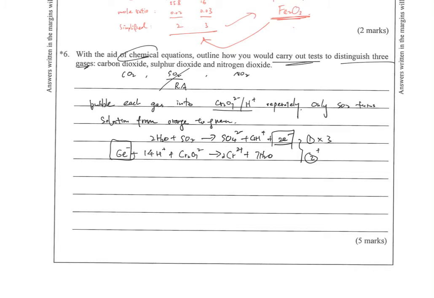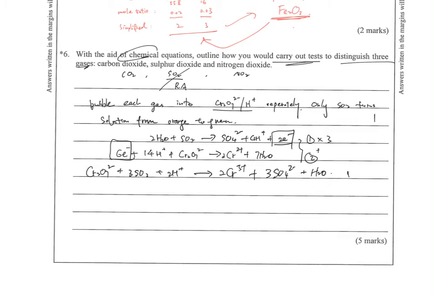So the overall should be Cr2O7 2 minus plus 3SO2 plus 2H plus changing to 2Cr3 plus plus 3SO4 2 minus plus H2O, okay? So you get 1 mark here, and you get 1 mark here, okay? So still have 2 points.